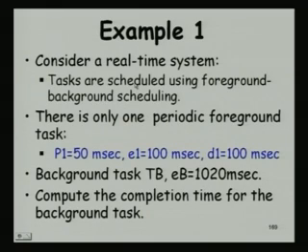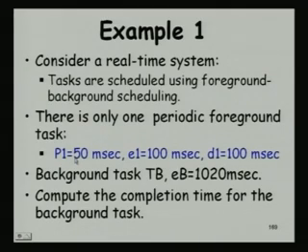Just an example. So, if there is one foreground task, periodic one, 50 millisecond, I am sorry, this should have been E1. E1 is 50 millisecond, P1 is 100 millisecond, D1 is 100 millisecond. So, the foreground task consumes 50 millisecond every 100 millisecond, and there is a background task which takes 1020 millisecond. So, how much time will the background task need to complete? Can somebody do it?